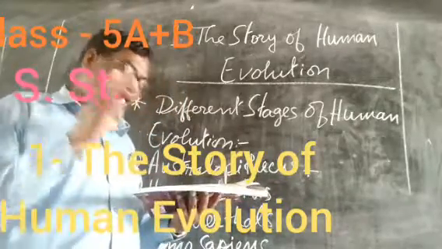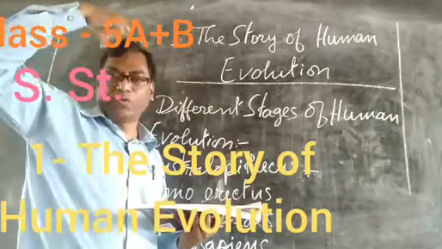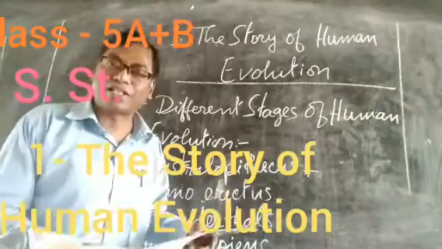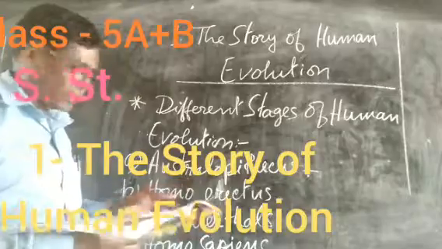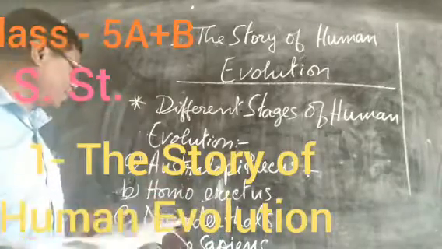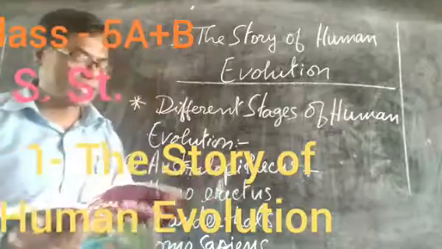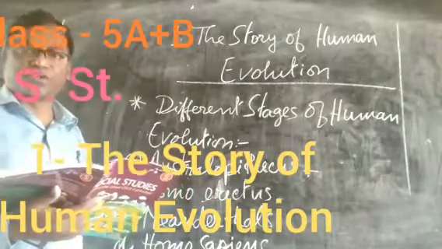And their brain was small in size. The brain was not developed. So these are the features of the Australopithecus. Next one is the Homo erectus. Homo means self, I said, and erectus means standing straight.